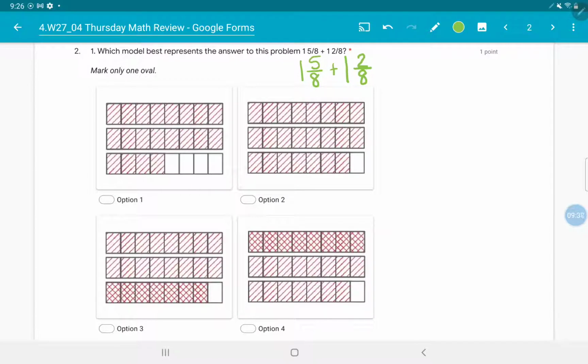So we have 1 whole plus 1 whole. How many wholes do we know we'll have? 2. 5/8 plus 2/8. My denominator's the same, so I can just add, and that's going to equal what, Olivia? 7/8. What's my denominator? 8. So I'm looking for 2 and 7/8. Which one is that, Jaden?